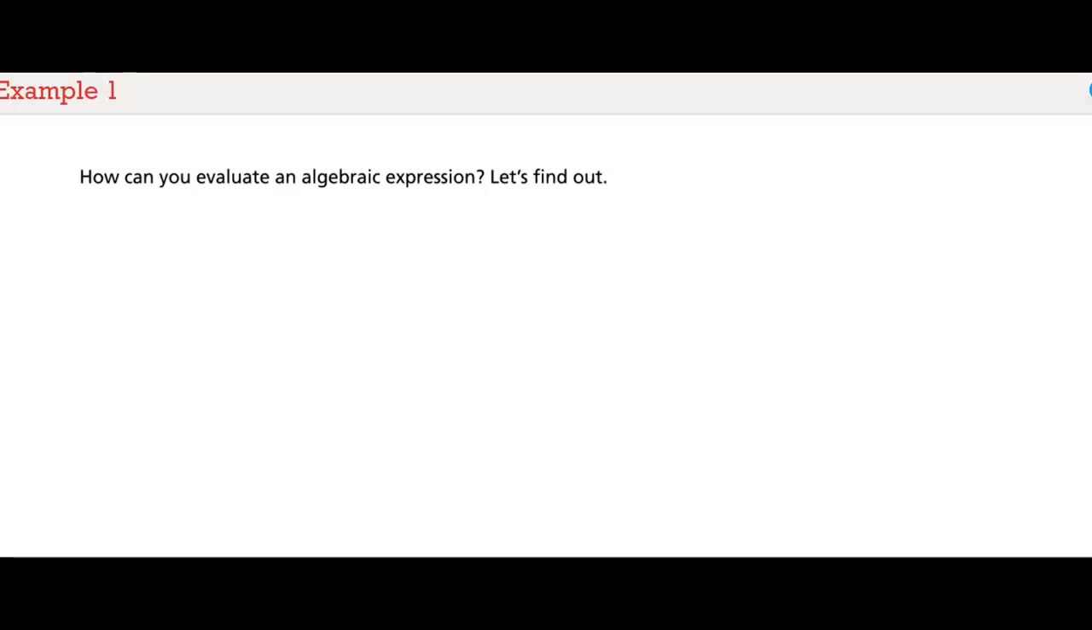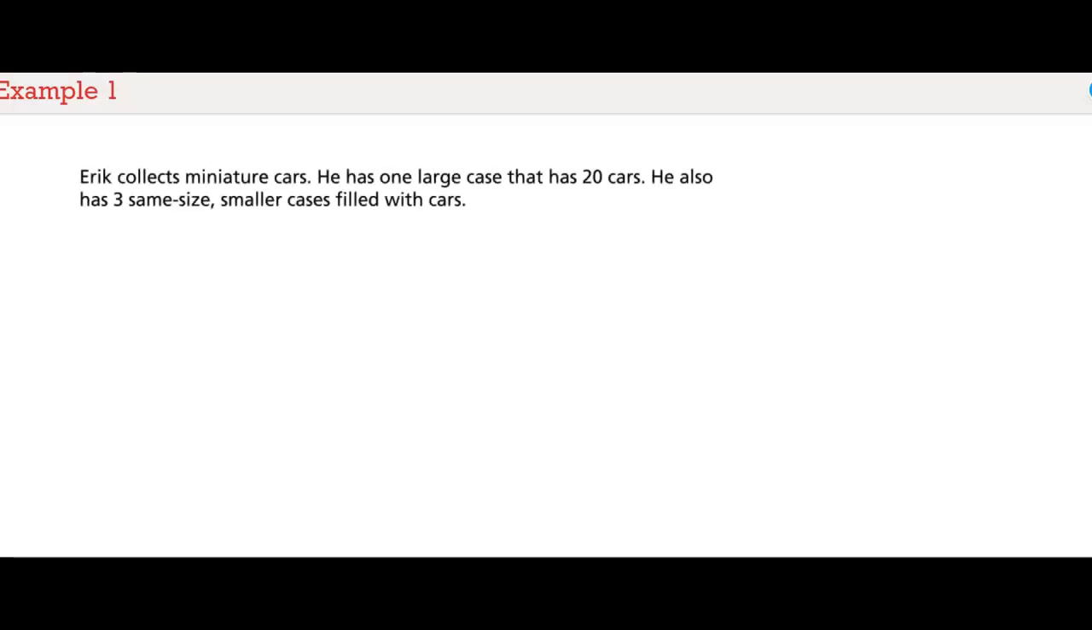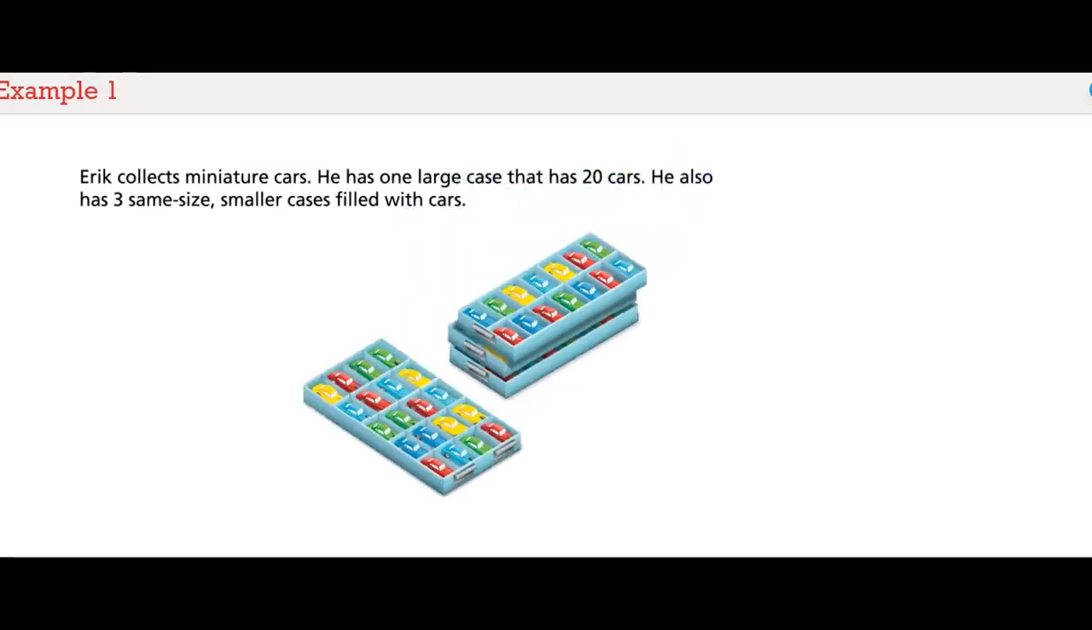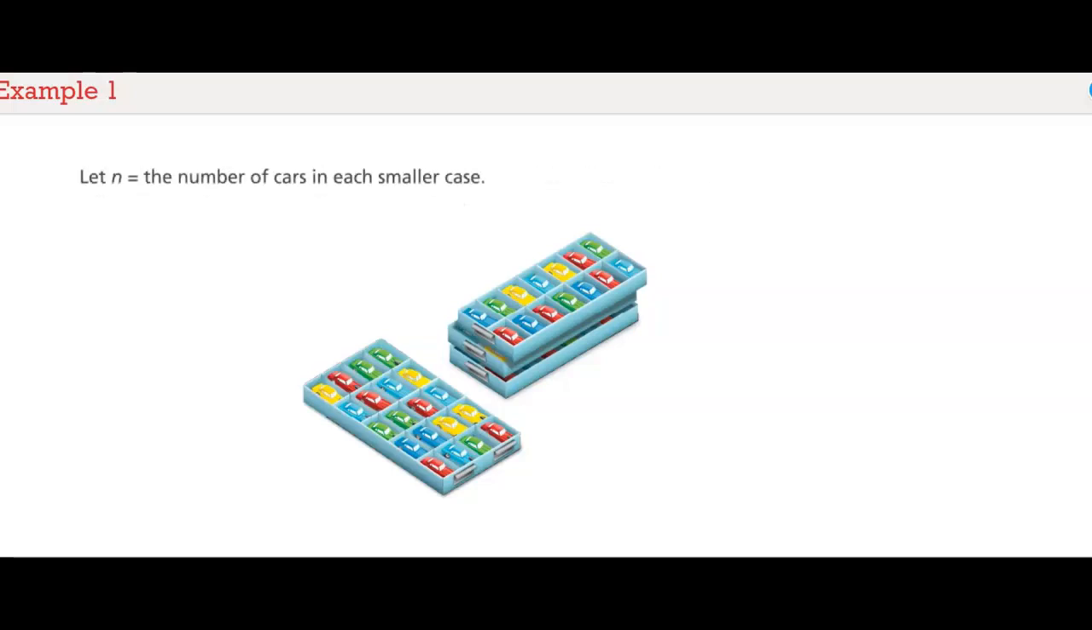How can you evaluate an algebraic expression? Let's find out. Eric collects miniature cars. He has one large case that has 20 cars. He also has 3 same-size smaller cases filled with cars. Let n equal the number of cars in each smaller case.